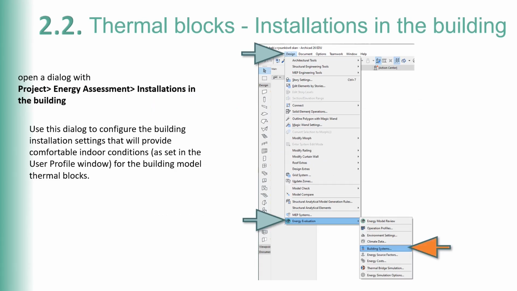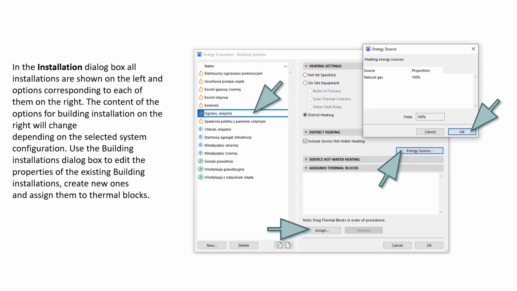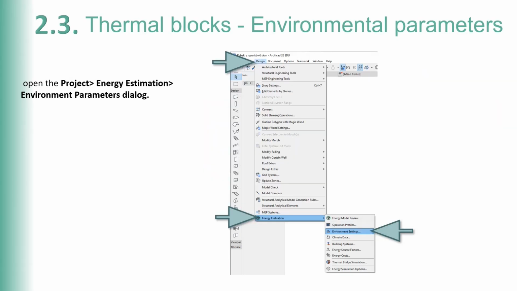Return to Energy Evaluation and select Building Installations. Configure building installation settings for each thermal block, type of heating, ventilation and air conditioning, if used. You can edit the parameters of the heating, ventilation and air conditioning systems and assign them to the thermal block. Now select environmental parameters in the energy estimation.